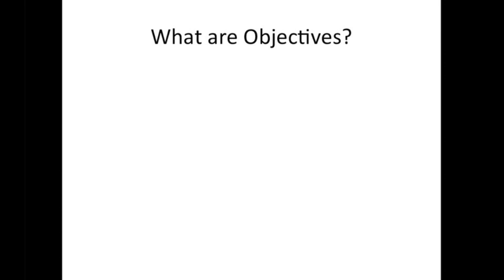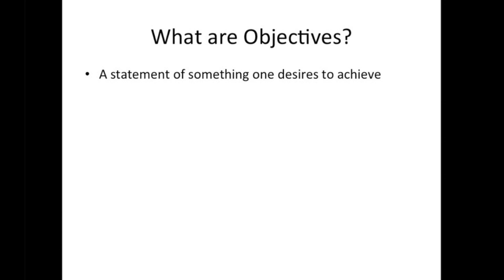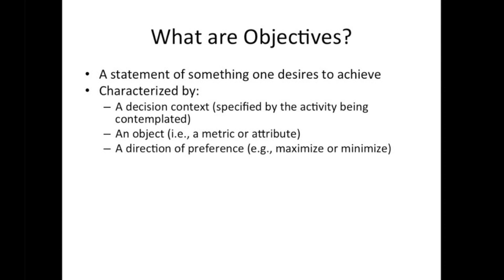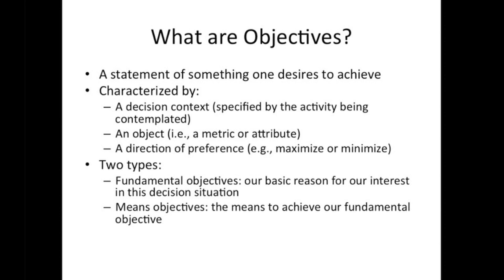An objective is simply a statement of something that you want to achieve. It's characterized by three things: the decision context, the actual object under consideration, and a direction of preference. We'll talk more in detail about these three aspects of objective statements, but the context is just the scope of the decision problem. The object is the attribute you're concerned about in the decision, for example, safety or profit. And depending on whether the object is something good or bad, we'll want to maximize or minimize it as far as our preferences are concerned.